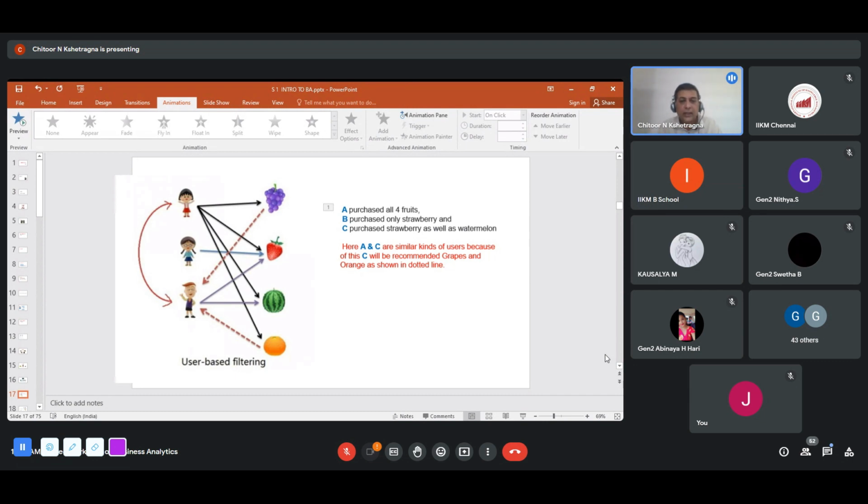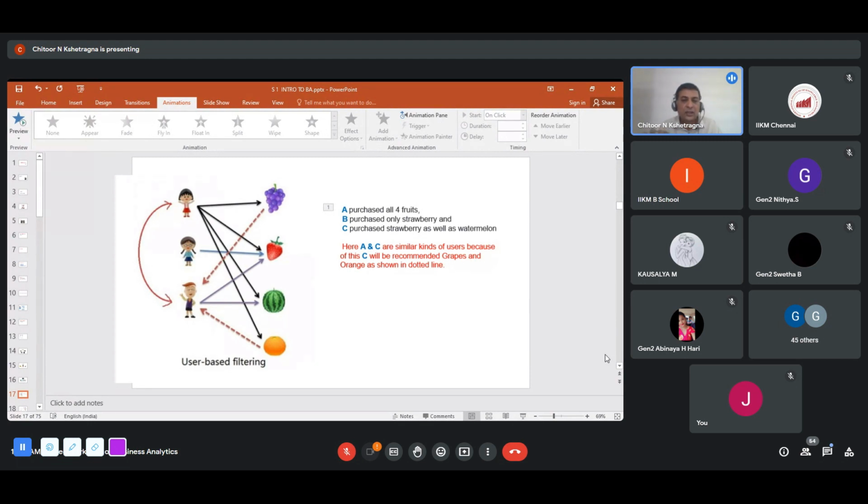So here A and C are similar kinds of users. Right? A and C are almost similar kinds of users. But what has C not bought? C has not bought grapes. So now we are suggesting to C, buy grapes. That's all. This is user-based filtering. So next time when you're buying anything on Flipkart or Amazon, go back and observe. There's a recommendation that will come in the end, and that recommendation is because of data science, right?